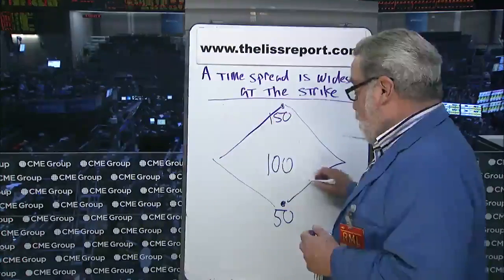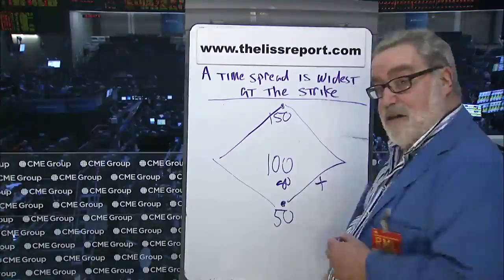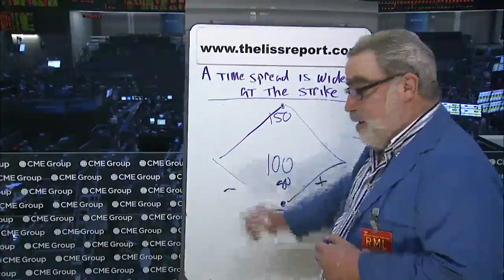So how can you use this? How can you put this to use? Well, let's say you believe that XYZ is going higher and the stock is currently 80. In that case, you buy the far term, sell the near term, because the difference in value of those two options, the 100 strike far term, 100 strike near term, will widen as the stock approaches the strike, or 100.